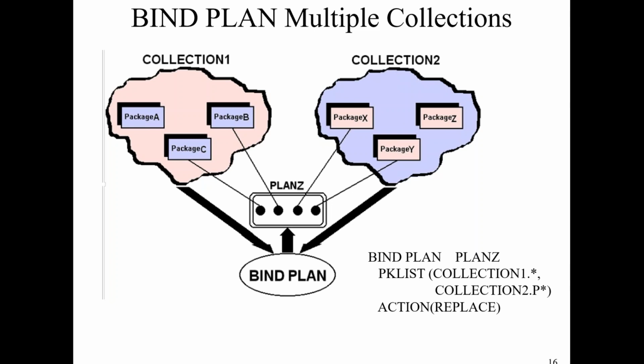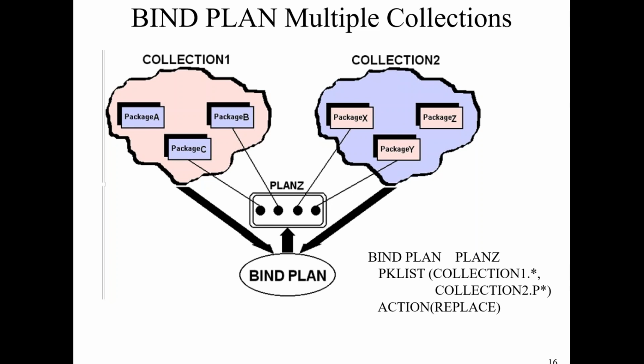When I run a program and I point it at Plan Z, it's going to search for the package that I'm looking for in Collection 1 first. It'll look for all the packages in Collection 1. If it doesn't find it there, it's going to look in Collection 2, but only the things that start with P. And if it doesn't find it there, I'm going to get a -805. But it's just a search order when looking for packages.